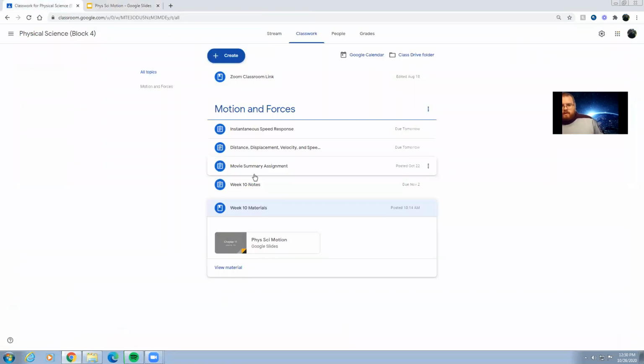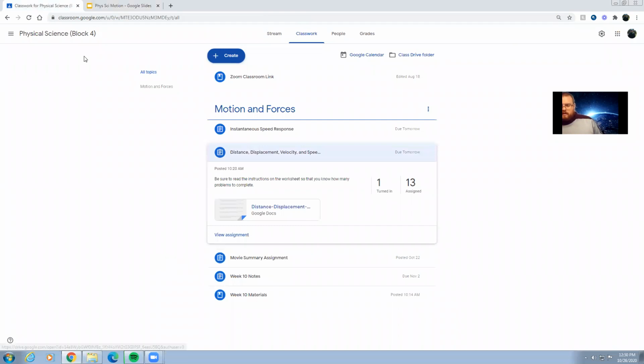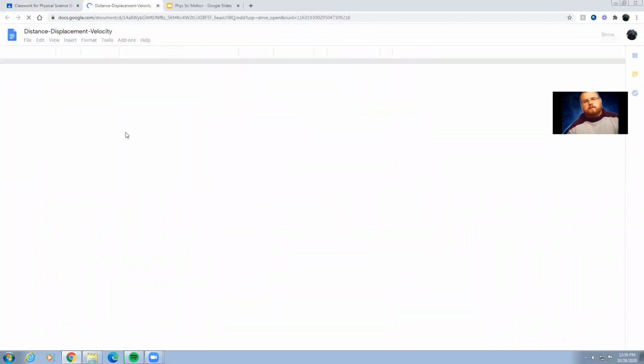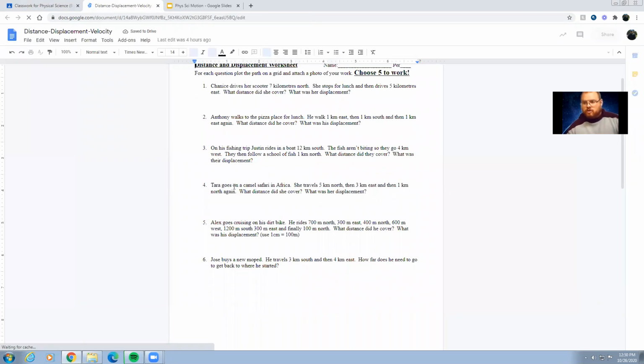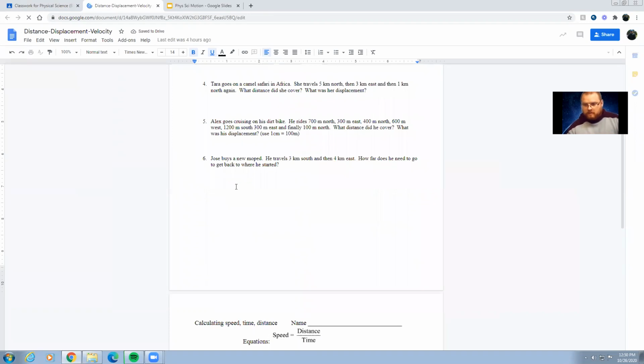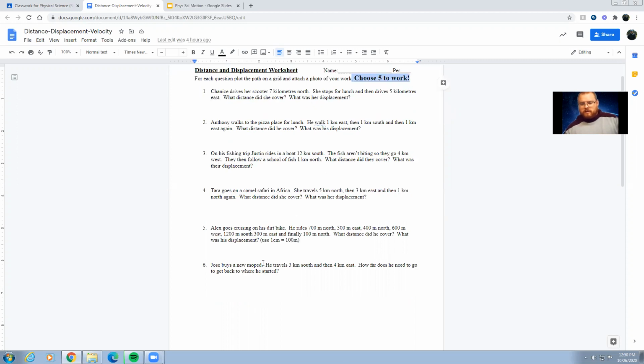So, going to finish up with the distance, displacement, velocity, and speed. I'm going to click on it and it'll open up. And you will see that there are 2 sheets. Make sure that you're reading and following the directions, because for part 1, you're going to choose 5 problems. You have 6 total here. You can do extra bonus points if you wish. They'll be worth half the amount of total. So I think each of these are worth 5, so they'll be worth 2.5. But you've just got to choose 5 that you wish to work.